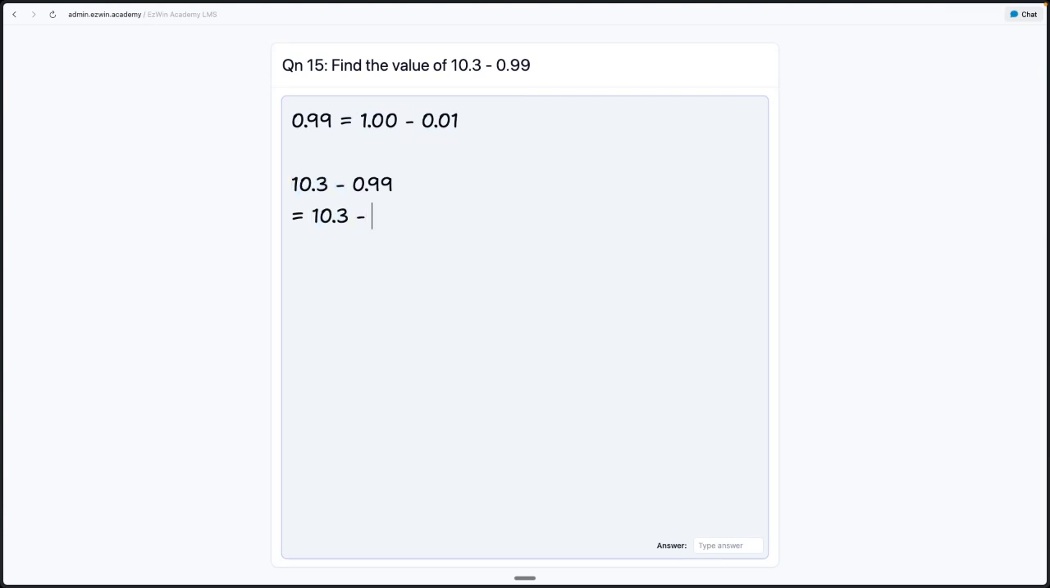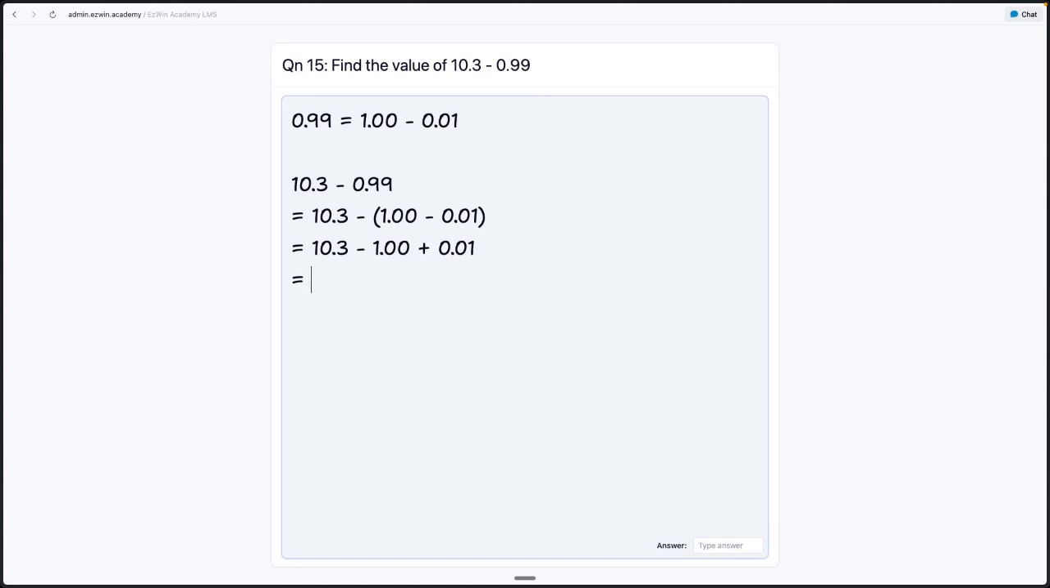How we substitute it is we make sure that we have brackets because this is what we are substituting. So copy this and paste it over here. Now, if you have done this kind of equation, when you have a minus inside a bracket that's also a minus, this minus becomes a plus. So this whole thing will be equal to 10.3 minus 1.00 plus 0.01.